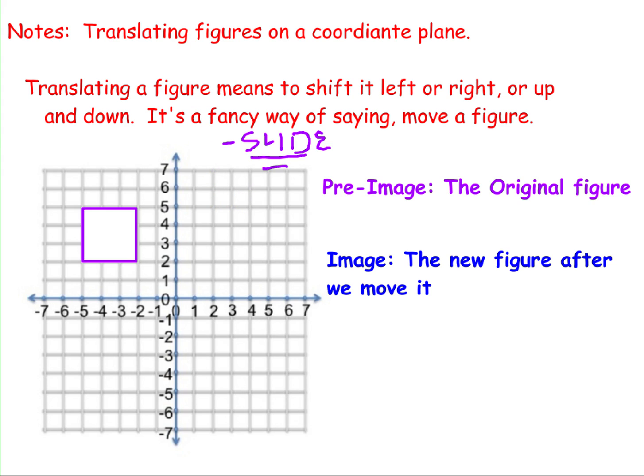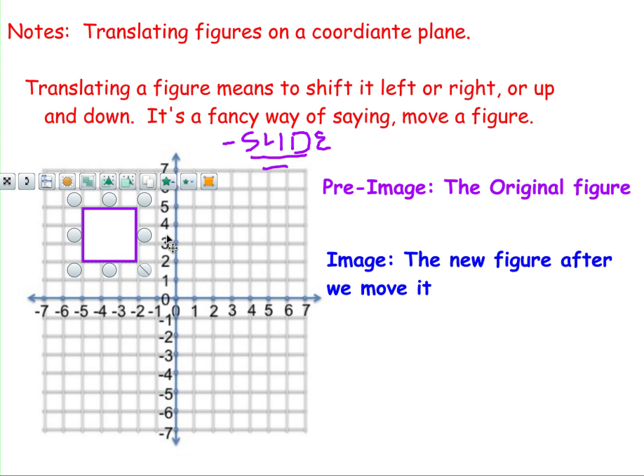Now, a couple things that we need to know. We need to know two vocabulary terms that are very important: the pre-image and the image. The pre-image is the original figure. If I'm looking at a coordinate plane and I want to translate something, the pre-image is what I start with. On this particular graph, here's my pre-image.